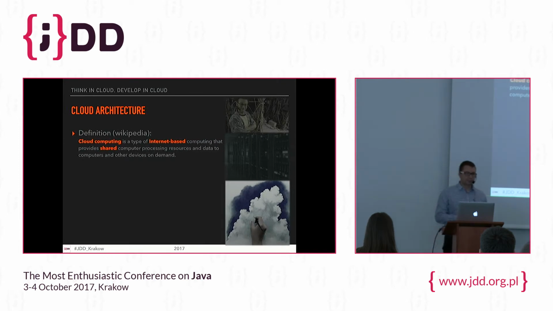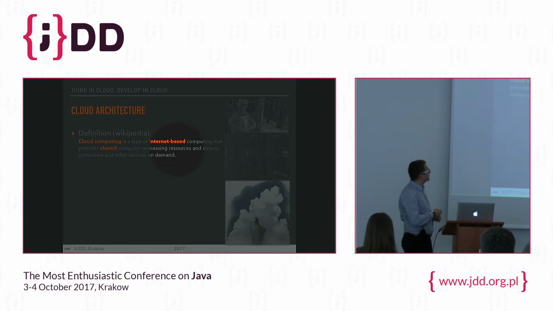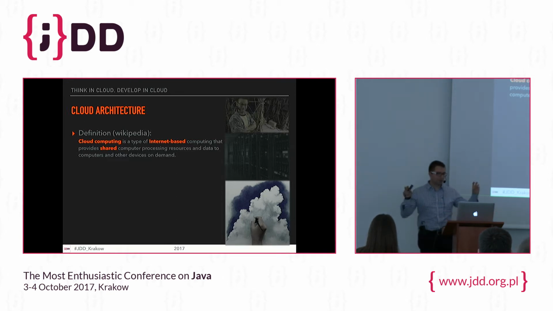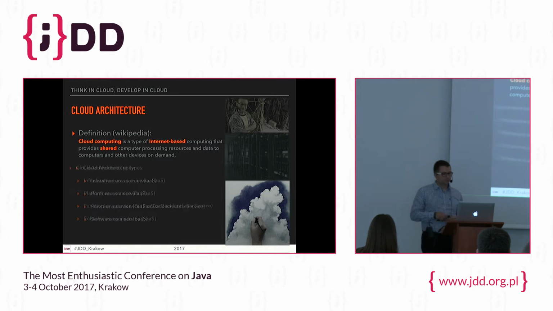We'll ask Wikipedia, what is cloud computing, cloud architecture? It's a type of, this is important, internet-based computing that provides shared computer processing resources and data to computers and other devices on demand. It is important that it's accessible through the internet, and those resources we are buying, let's say owning, are shared. They are not our own. We are sharing that stuff with other customers.